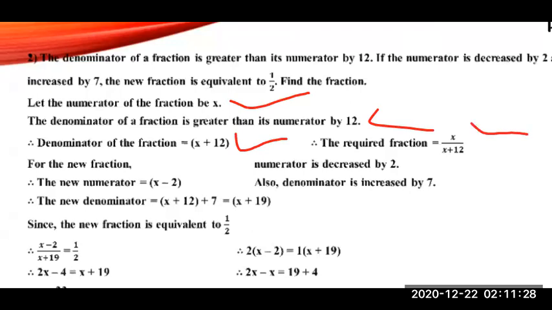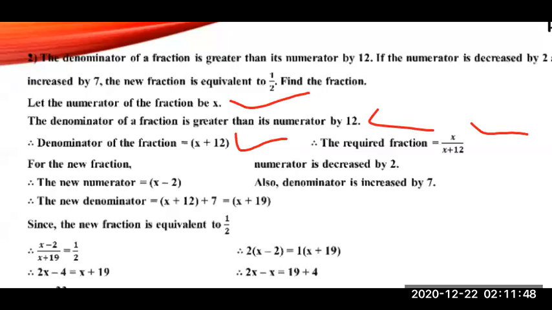X is our numerator and x plus 12 is our denominator fraction. So here the required fraction, हमको कौन सा fraction चाहिए? The required fraction will be x upon x plus 12. See, this was our first line equation.